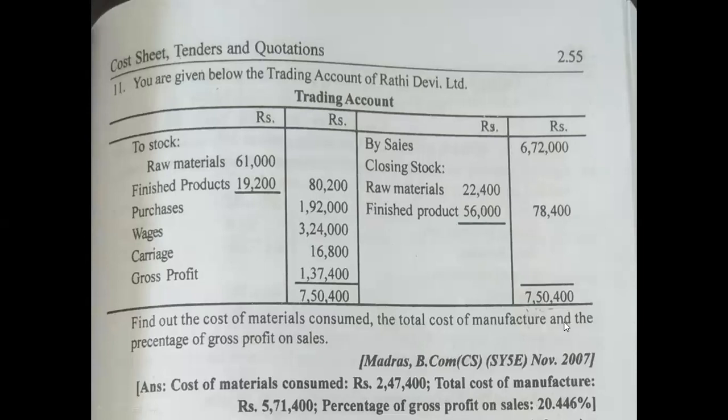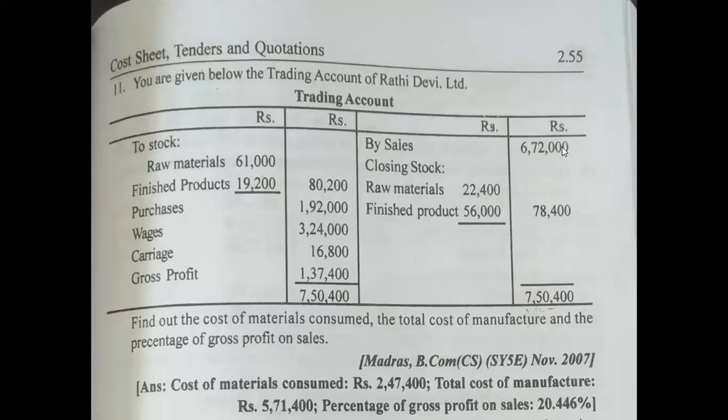And one more answer you have to calculate. We have to find out the percentage of gross profit on sales. What is the percentage of profit on these sales? If you sell all these products, this is the cost, and the amount sold on the market is 6,72,000. You are getting a profit, the gross profit.